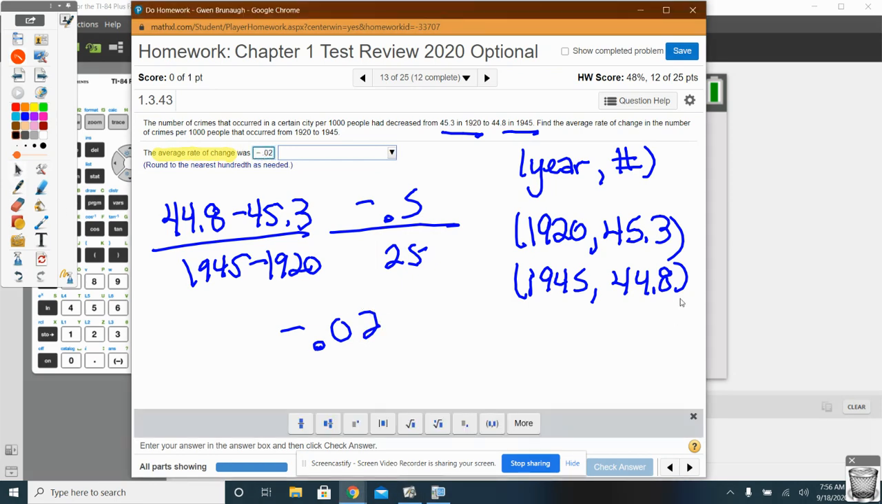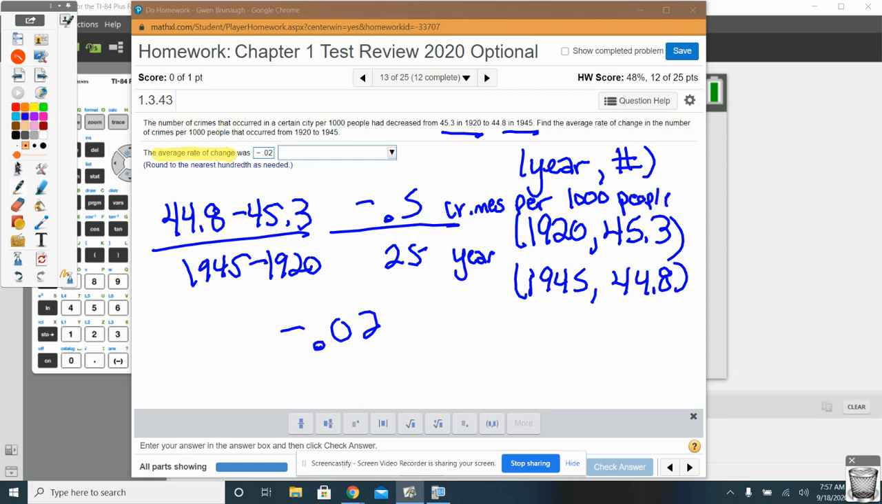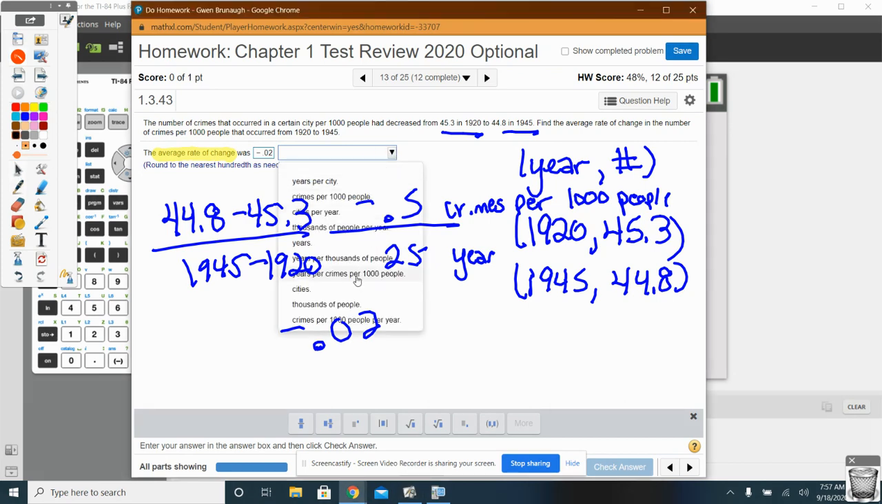Now for the label. The label comes from this top divided by the bottom. And the bottom was definitely years. What was the top? The top was crimes per 1,000 people. So what is my rate of change? Crimes per 1,000 people per year, because the division sign means per. So crimes per 1,000 people, where'd it go? There it is, per year. Mine's all the way at the bottom.